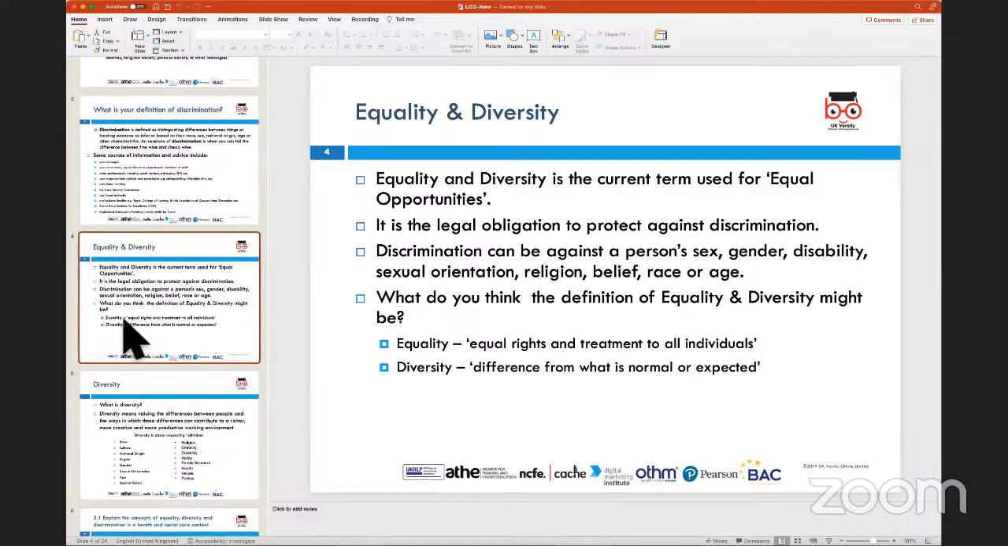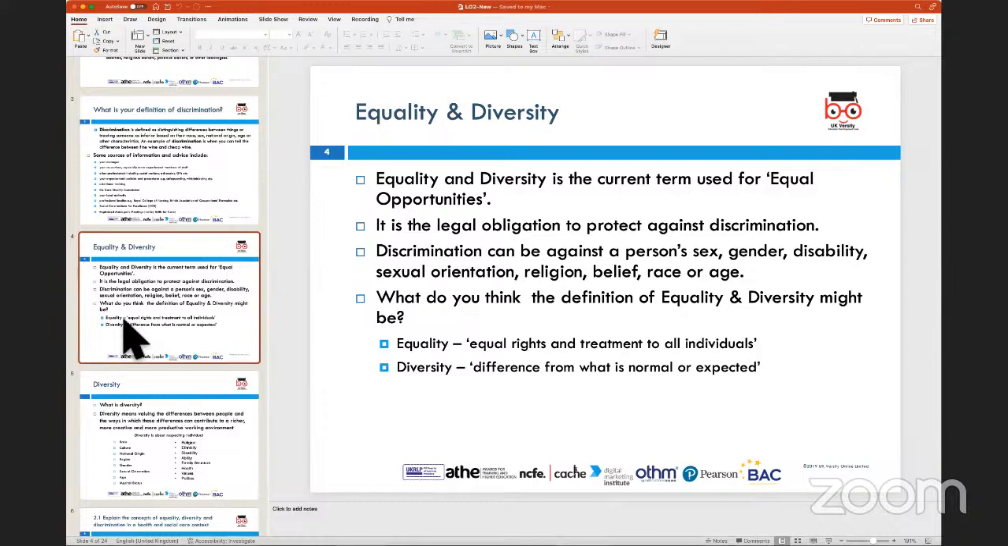Now, when we talk about equality and diversity, one of the key questions you have to think about is: what does it mean to you? Equality, what does it mean to you? Diversity, what does it mean to you? In general, equality means equal rights and treatment for all individuals. And when we talk about diversity, we mean difference from what is normal or expected.